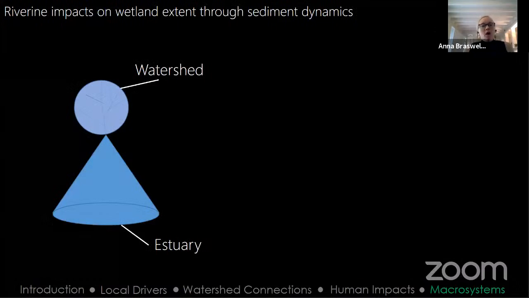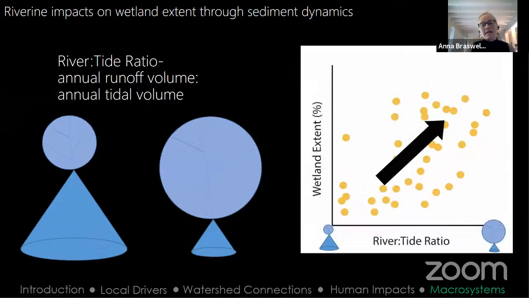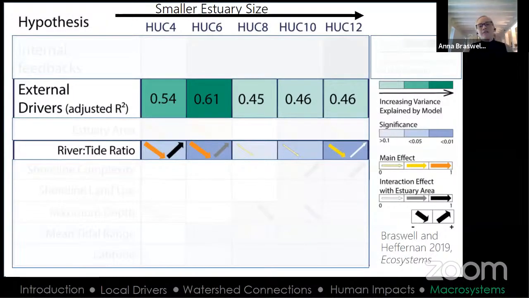Again, we thought about this with watersheds. How does a watershed affect the wetland patterns that we see? We did this again with river to tide ratios, so we were looking at the watershed size in comparison to the estuary. A higher river to tide ratio means that you have a large watershed that might provide a lot of sediment relative to your estuary. So we would expect that as you go from small river to tide ratio to large river to tide ratio, you would see increasing wetland extent. And when we put it into a regression model, we seem to find this at the largest scale of estuary size, where we see increasing wetland extent with larger river to tide ratio.